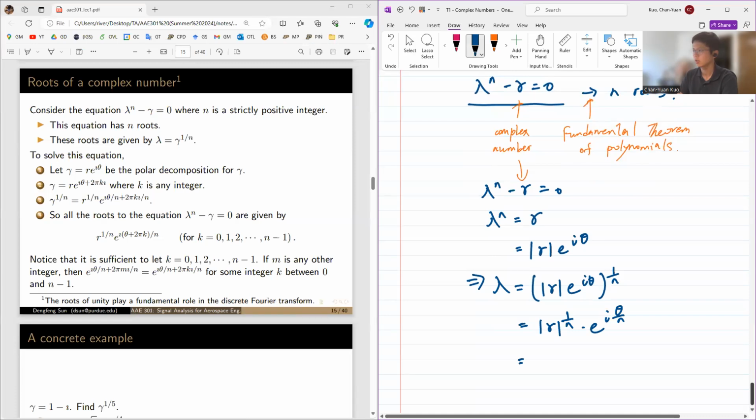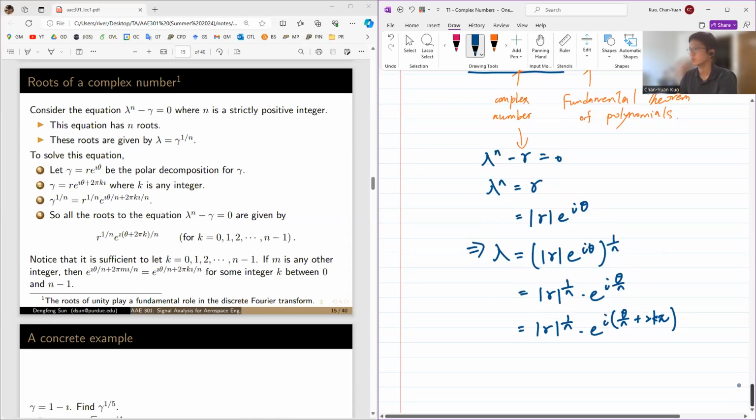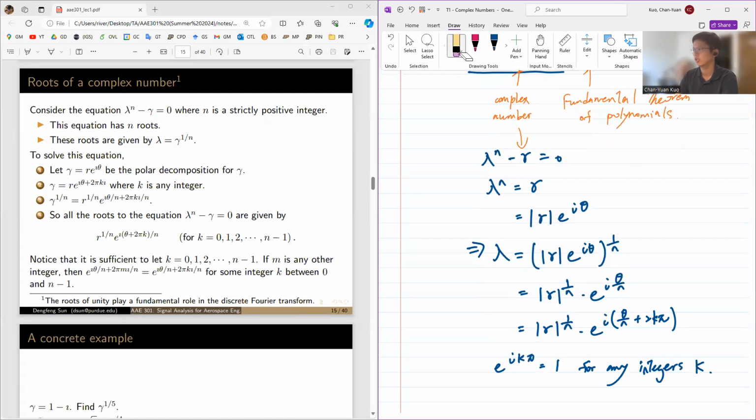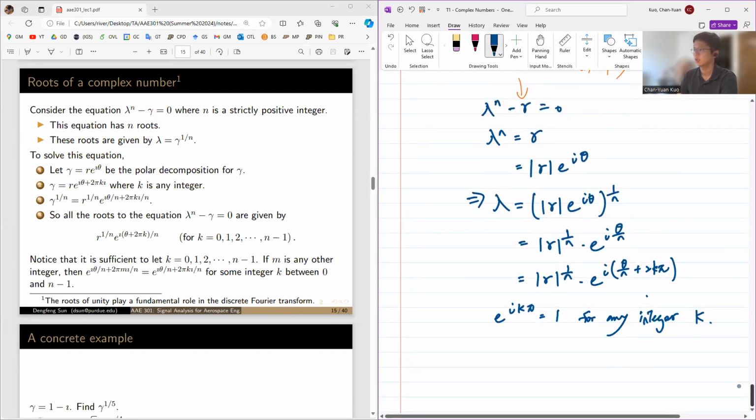And you will also see that e to the i (theta over n plus 2k pi) will also be a solution to this polynomial, because e to the i 2k pi equals 1 for any integer k.